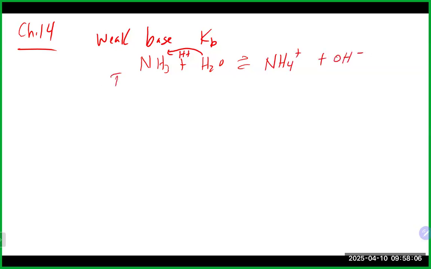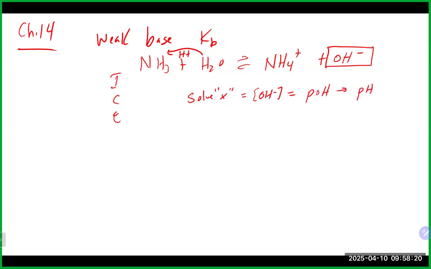So when we do our ICE table and solve for x, a reminder that it is hydroxide that x equals. And that will give you the pOH, and then you could get to the pH. So very similar to how you do weak acid problems. Again, you can make an assumption if it works. But you do get the hydroxide, which will get you the pOH first and then to the pH.